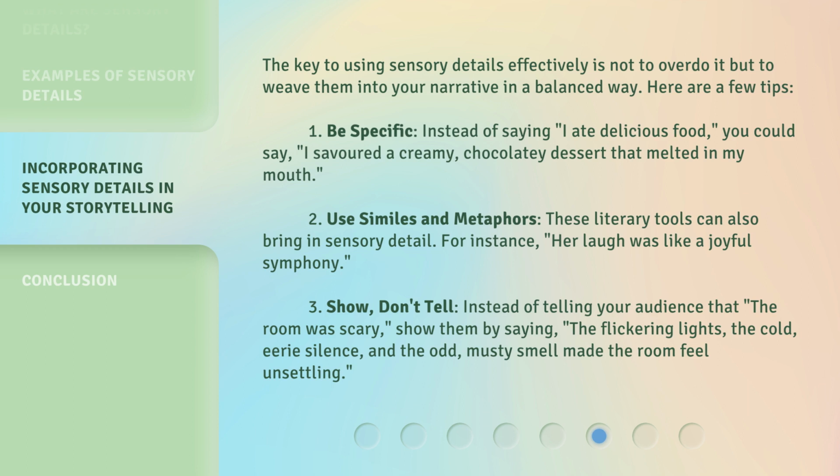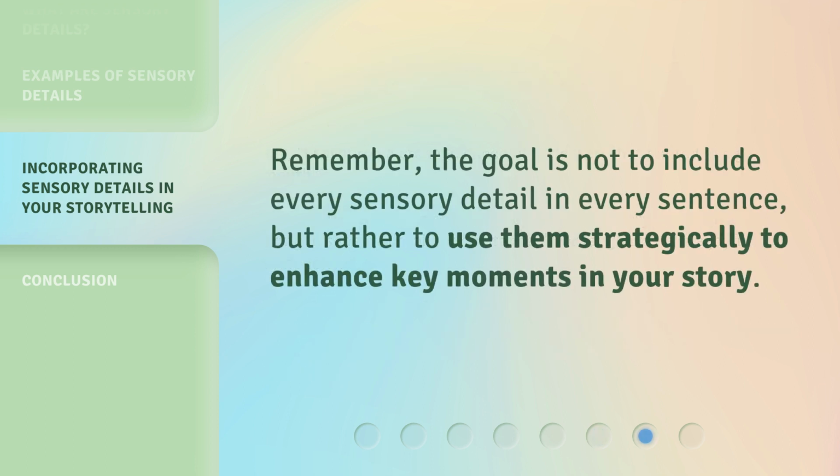3. Show, don't tell. Instead of telling your audience that the room was scary, show them by saying, "The flickering lights, the cold, eerie silence, and the odd, musty smell made the room feel unsettling." Remember, the goal is not to include every sensory detail in every sentence, but rather to use them strategically to enhance key moments in your story.